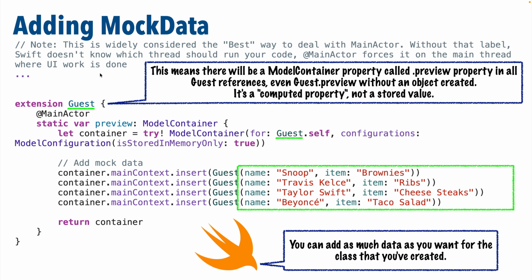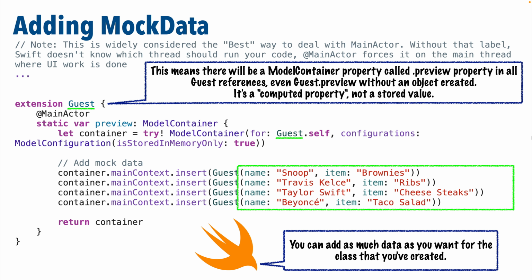I'll give you full credit for them, but I also want everybody to know what's considered to be the best Swift version 6 way to deal with MainActor, and that's to add @MainActor right below the extension just before the preview variable. So without that label, Swift doesn't know which thread it should run on, but @MainActor here in the preview forces it on the main thread where the UI work is done, and it does this in a way that's not going to impact the rest of the class.